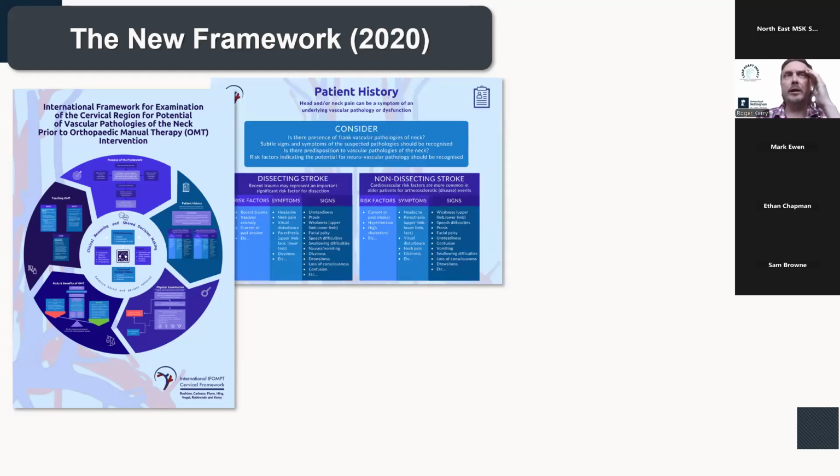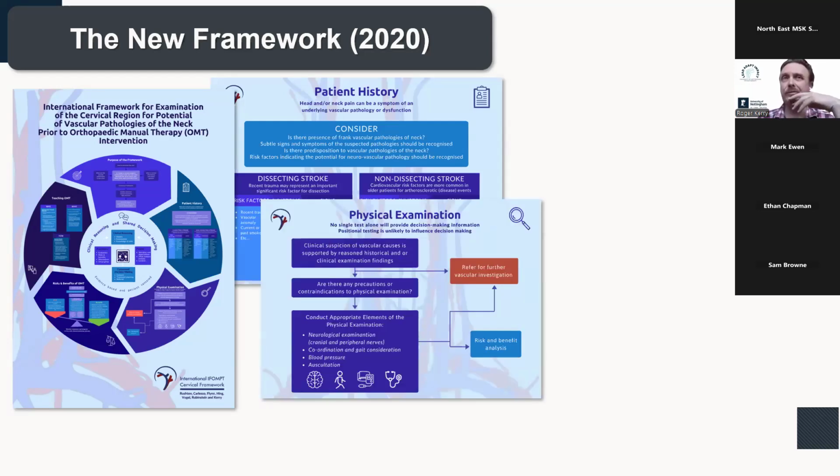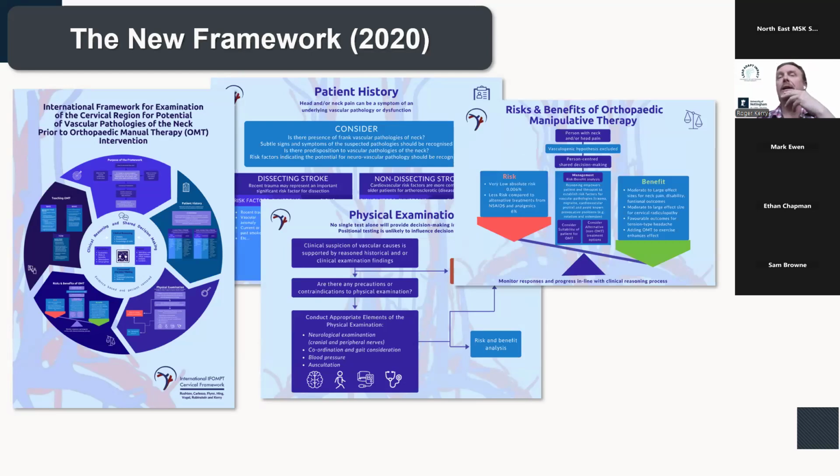So the framework includes a number of infographics, which aim to help the clarity of the document, even though they all are a bit messy as well. But I'm going to talk you through them. So we take a history, and there's key things to look for on the history. A physical examination, there's key things to do on the physical examination. And then ultimately we can talk about the risks and benefits of interventions. It's not just manual therapy, it's exercise as well.